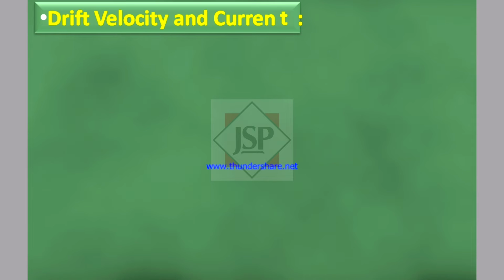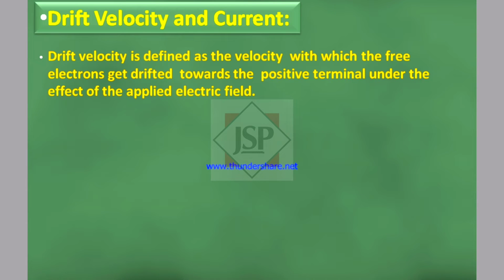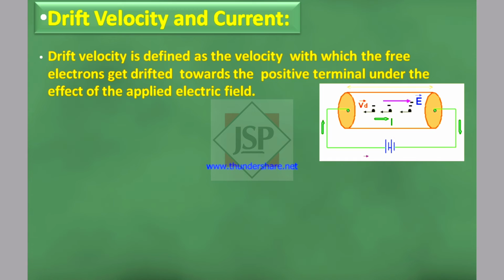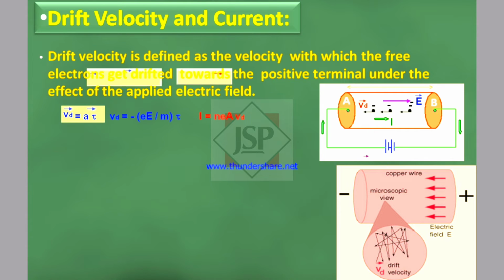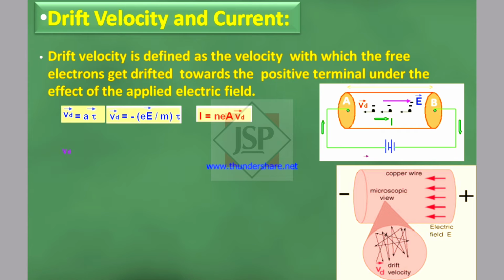Now we can see the drift velocity and current. Drift velocity is defined as the velocity with which free electrons get drifted towards the positive terminal under the effect of the applied electric field. That is Vd equal to a into tau, or Vd equal to minus eE divided by m into tau, and I equal to neAVd. Here Vd is the drift velocity, a is the acceleration, tau is the relaxation time, E is the electric field.